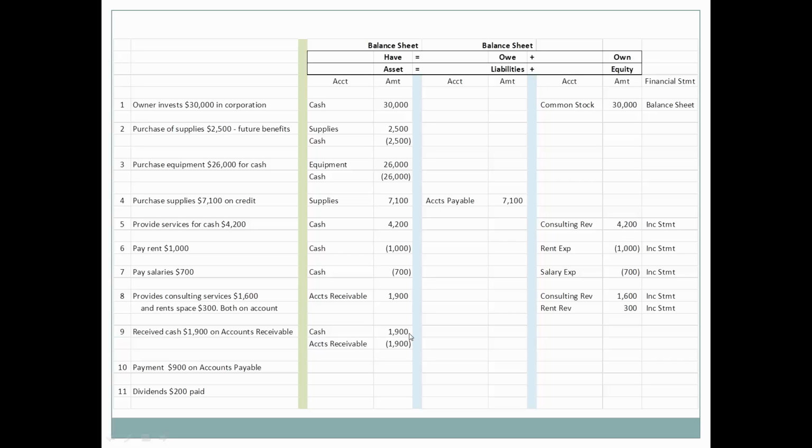So cash has gone up by $1,900, and our accounts receivable no longer exist because they have paid off the balance of $1,900. So we would not show that as an asset on our balance sheet.